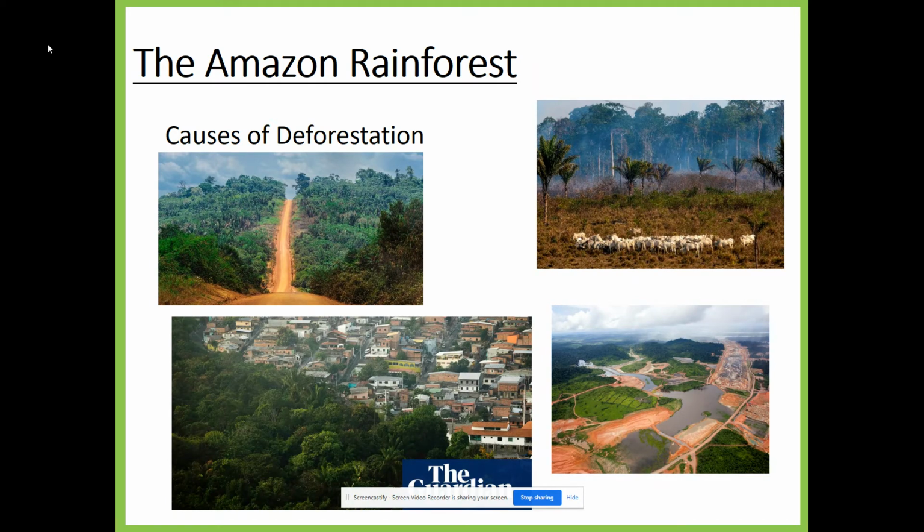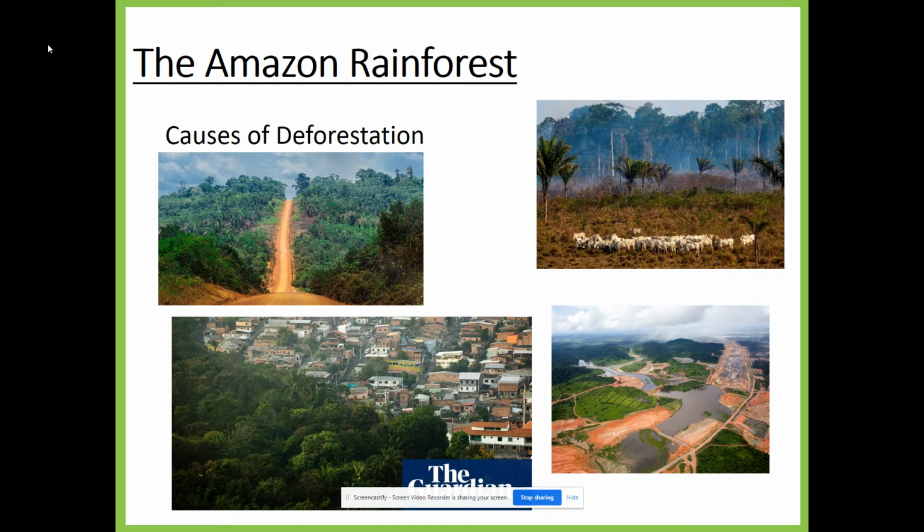Now, those roads won't involve too many trees being cleared, but the problem is that it can lead to all other forms of deforestation. For example, once you put roads into the rainforest, it then opens up the rainforest to activities such as logging, mining, farming, and so all of those other causes of deforestation begin to take place at a much faster rate.